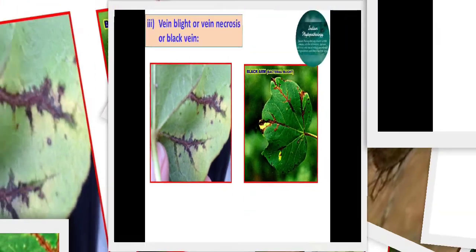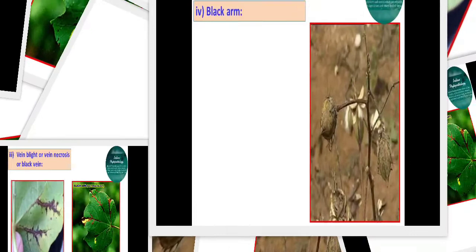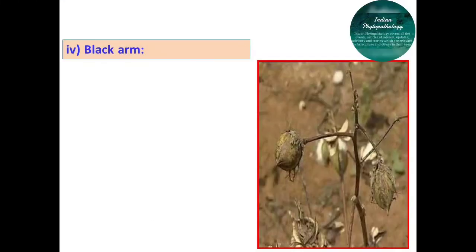Another type of symptom is black arm of cotton. This is a well known symptom, and you can easily identify the black arm. On the stem and fruiting branches, dark brown to black lesions develop, which may girdle the stem and branches, causing premature drooping of all the leaves, cracking of the stem and gummosis, resulting in breaking of the stem, which hangs typically as a dry black twig to give a characteristic black arm appearance. That's why it is called black arm of cotton.